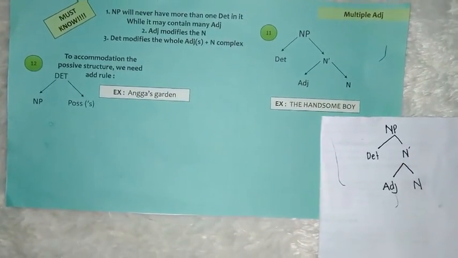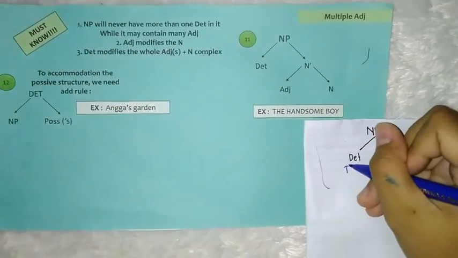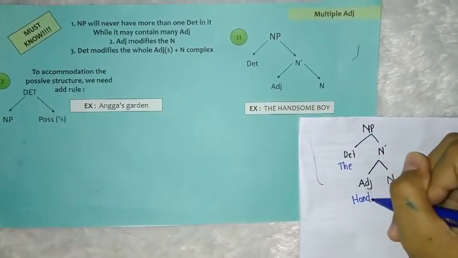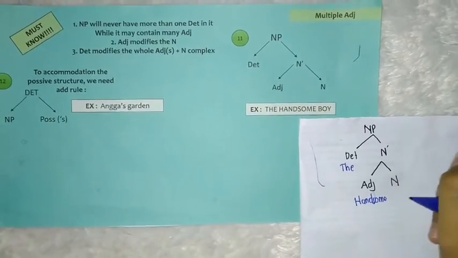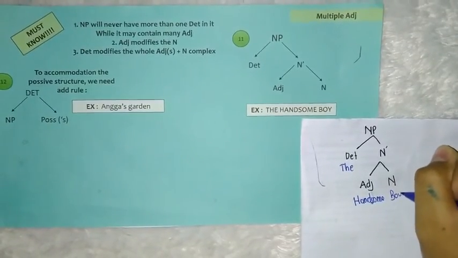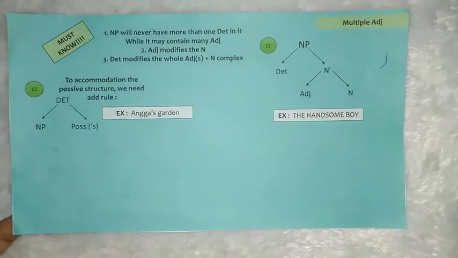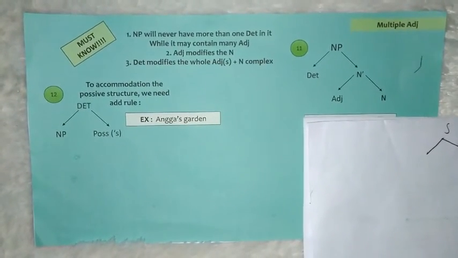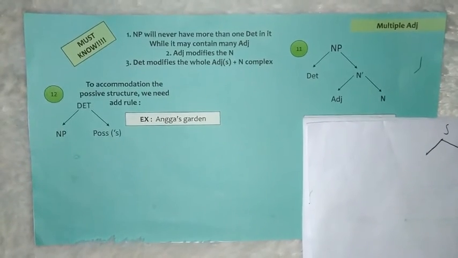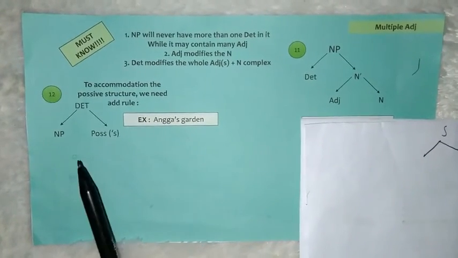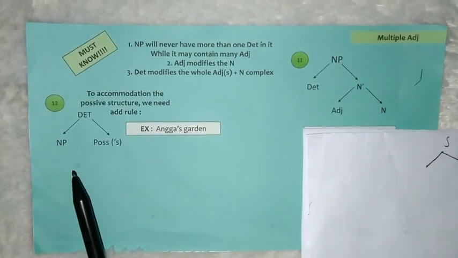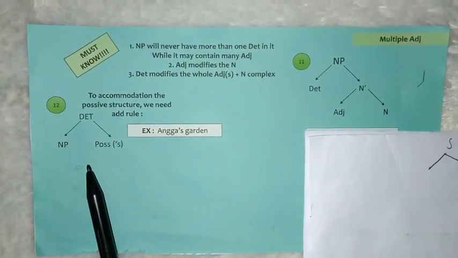So the handsome boy. Just like this, it's simple. This is the last rule. Maybe some of you will be curious, what if the subject is possessive with the S in the end? So don't worry, because we have the last rule in here, determiner with the noun phrase and the pos.